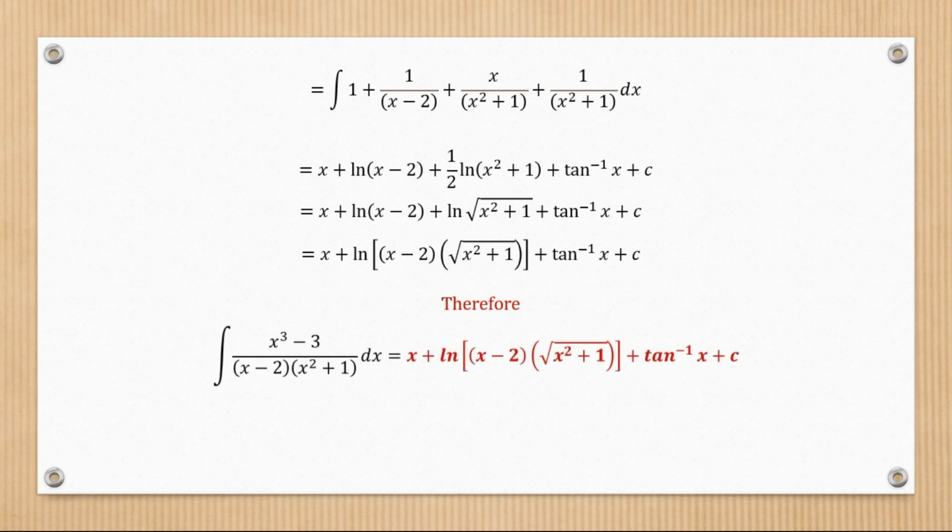So therefore, the integral of this shall be equal to x plus ln of x minus 2 times the root of x squared plus 1, plus tan inverse of x, plus c. And that is the answer they wanted.